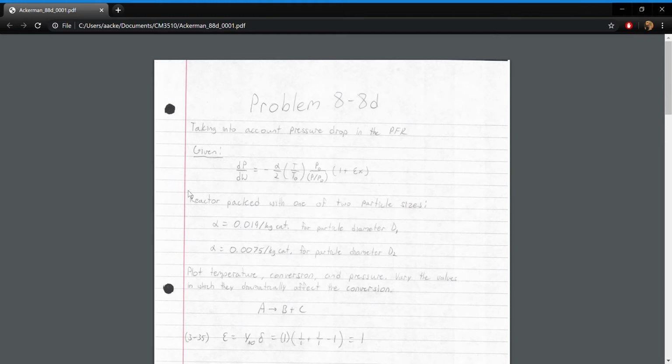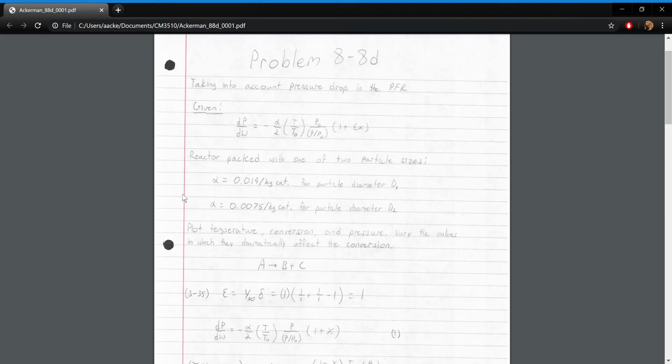So for this question, we're given a choice of two particle sizes. So for this example, I'm going to be using this first alpha value here. And basically what this question is asking us to do is to plot the temperature, conversion, and pressure across the length of the reactor.